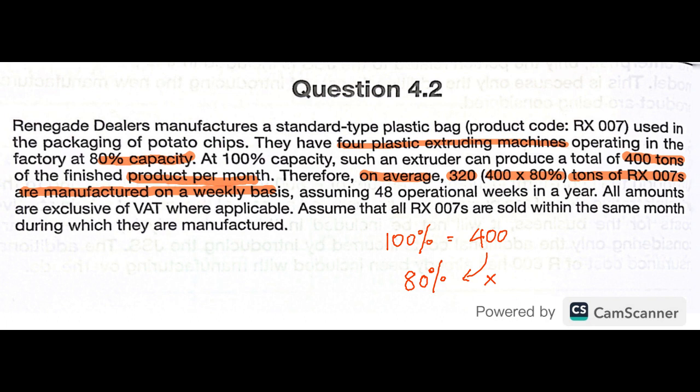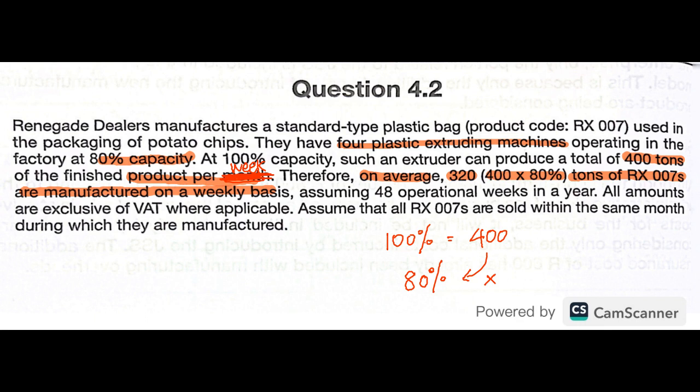Actually, it should say monthly basis because they did say monthly earlier. Let me just check that. Okay, actually, this was incorrect. So this should have said per week, not per month. So please just correct that there. So per week, it would have been 400 tons, but now at 80% capacity, they're only producing 320 per week.